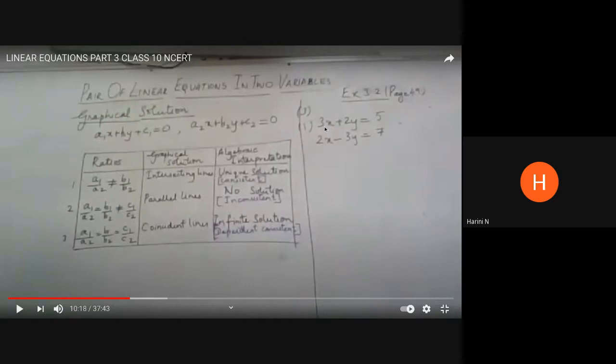So what will be your A1, B1 and C1 in the first equation? A1 will be 3, B1 will be 2, but C1 will be negative 5, because when it comes to the left hand side it becomes negative 5. Similarly, in your second equation, A2 will be 2, B2 will be negative 3 and your C2 will be negative 7. Understood?